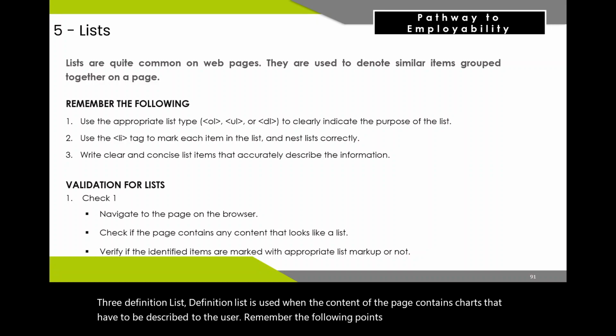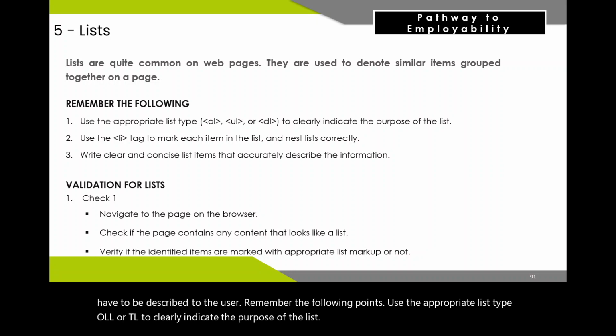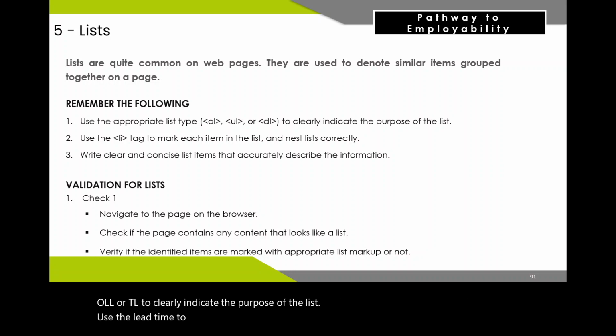Use the appropriate list type, OL, UL, or DL, to clearly indicate the purpose of the list. Use the li tag to mark each item in the list, and nest lists correctly. Write clear and concise list items that accurately describe the information.